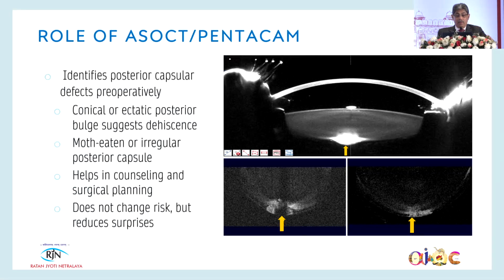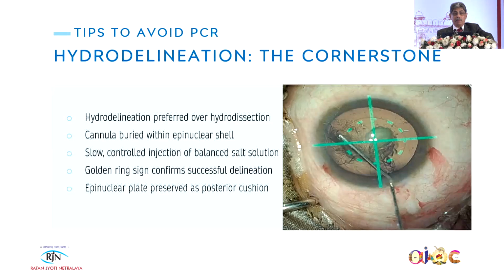The important thing which we can assess beforehand is by doing ASOCT or Pentacam. As you can see, you can make out there is a posterior cone in the Pentacam imaging, Scheimpflug imaging, or there is a kind of moth-eaten or irregular posterior capsule, as you see in the bottom pictures. These are from our own Pentacams.